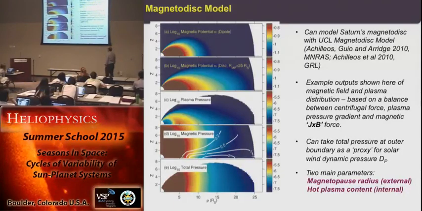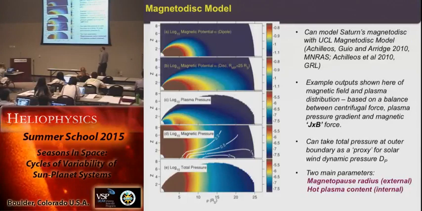So what we did is we took this model and calculated the total plasma plus magnetic pressure at the exterior, the last pixel in the model in the equatorial plane, and set that equal to solar wind dynamic pressure. That's a proxy for our modeled dynamic pressure. The nice thing is that in this model we can vary two parameters to see how size changes. We model the magnetopause radius, which is linked to dynamic pressure because that changes the pressure we see at the last point in the model. And we can also change the global hot plasma content, or the pressure profile of hot plasma that we use, and that's the internal driver.